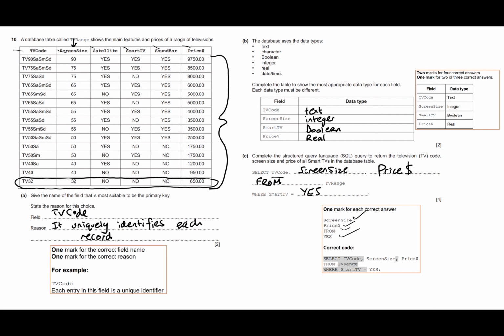They've got an example of the correct code with the grey bits, which were given to you, and the bits that aren't grey are the bits that we've written in: screen size, price, dollars, from, and yes. Technically the semicolon there should have been grayed out as well, but that's all good. Right, so that's the end of question 10.